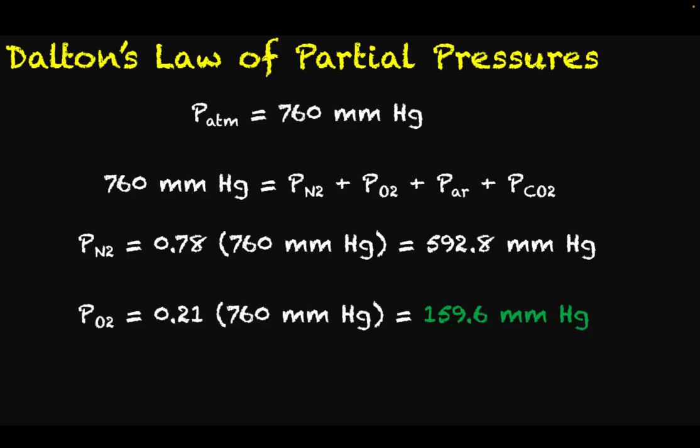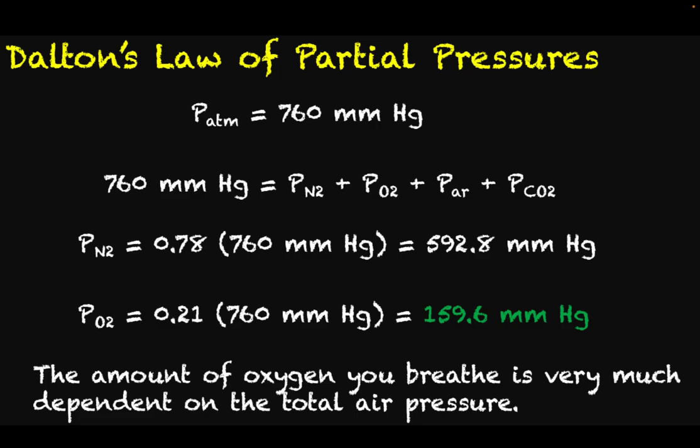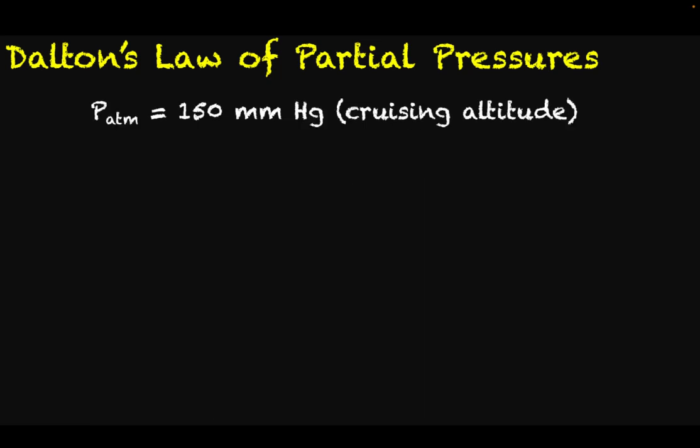If you wanted to do the same thing for oxygen, you would take 760 and multiply it by 21%, which is the abundance of oxygen in the troposphere. So that would give you a partial pressure of 159.6 millimeters mercury of oxygen. If that is the partial pressure of oxygen in the air that you are breathing, you should be just fine breathing and existing and living healthily. So the amount of oxygen you breathe, as we're going to see in our next example, is very much dependent on the total air pressure.